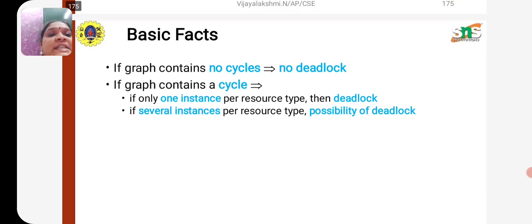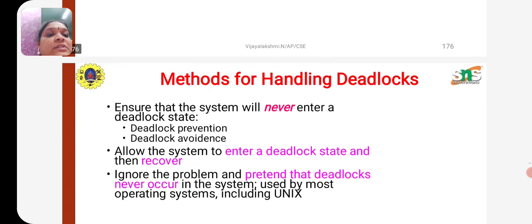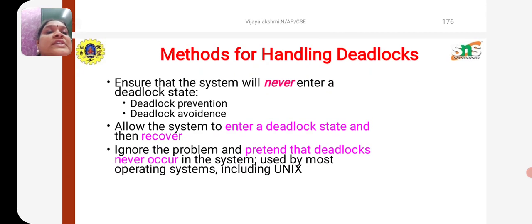So what are the basic facts about deadlock? If the graph contains no cycles, there won't be deadlock. If the graph contains a cycle and there is only one instance per resource type, then deadlock will occur. If there are several instances per resource type, the possibility of deadlock can be there. And now we are going to see the methods for handling deadlock.